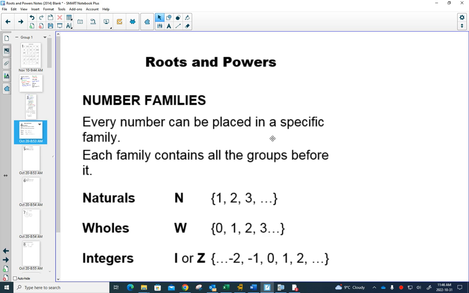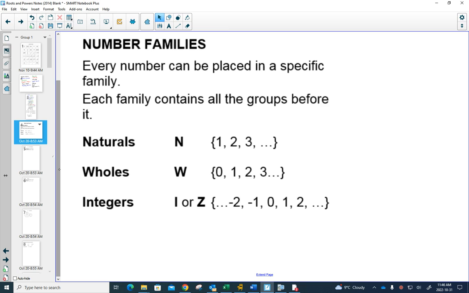So here's our next chapter: roots and powers. The very first thing in our next chapter is a review of what you did in grade 9, which was the number families. And mathematicians decided on the following number families.